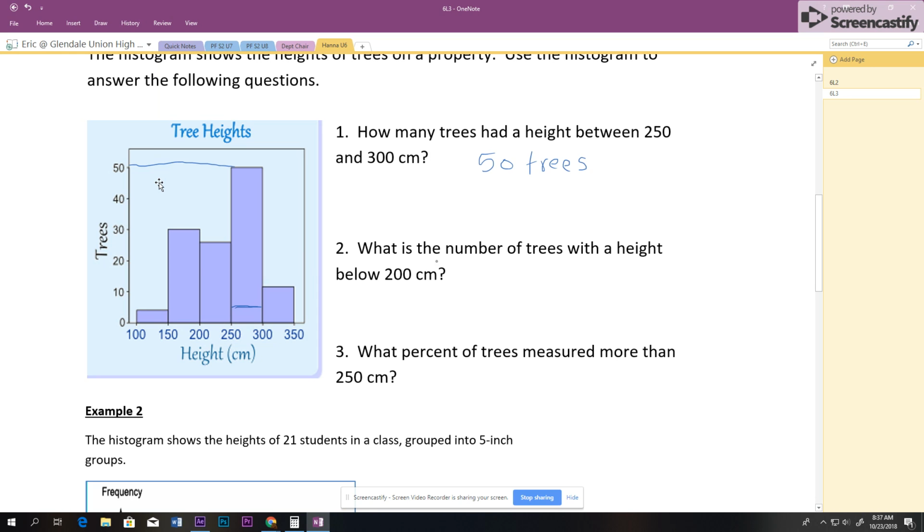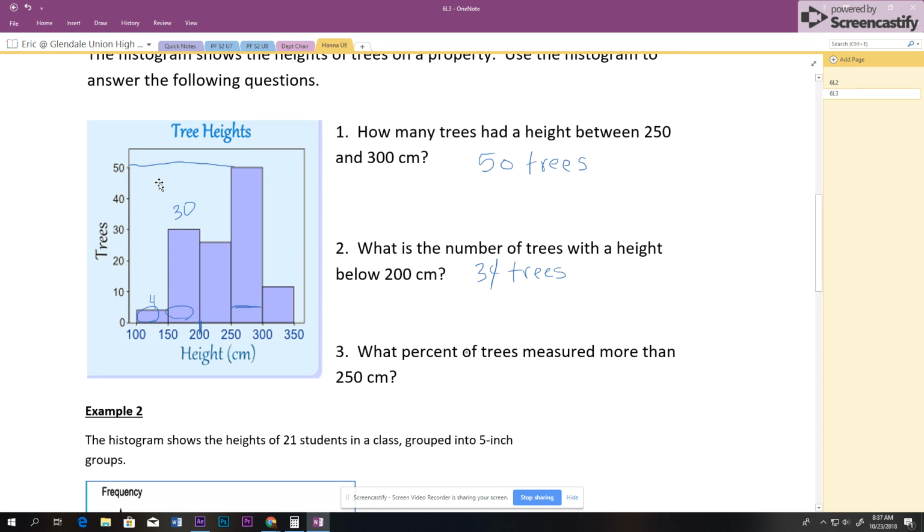Okay, what is the number of trees with a height below 200? So here's 200. What's less than 200? Well, that's these two bars right here. So that's, I would say, about 4, and this is about 30. So then that is 34 trees.